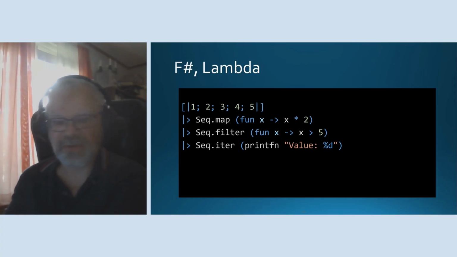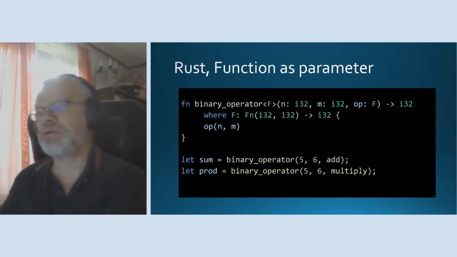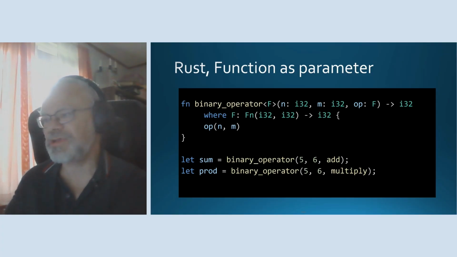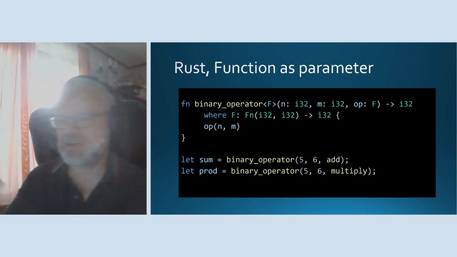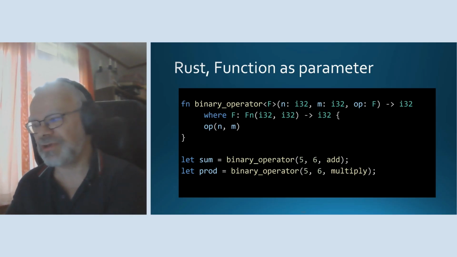Syntax is a little bit different, but it evaluates to the same thing. If we want to have a function as a parameter, we can do that in Rust. Here we have a binary operator function that takes 3 parameters: n, m and an op. An op is a function that itself takes 2 integers as parameters and returns an integer.